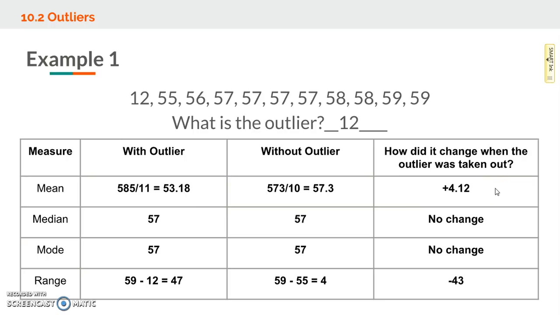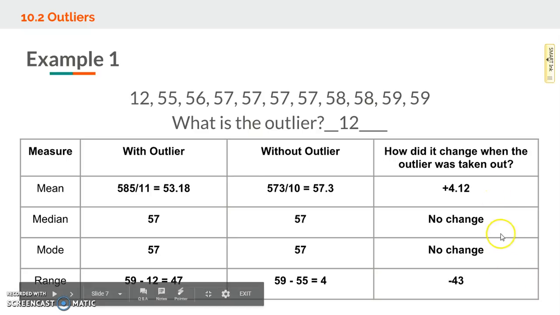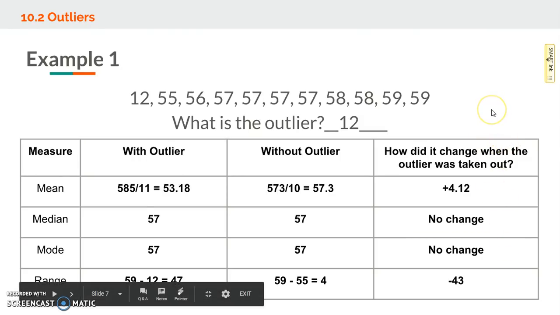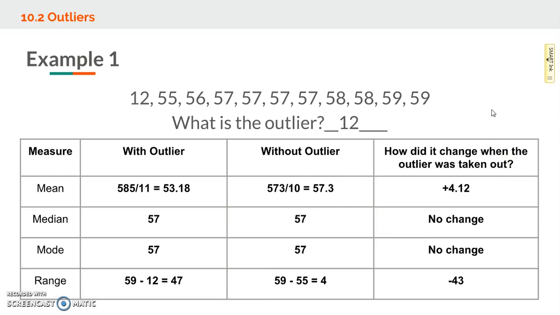Let's look at our median, and you notice that our median stayed the same both times, whether we had the outlier or we didn't. So we would just write no change. Nothing happened. Same thing with the mode, right? Our middle number stayed the same both times, so no change. And then the last part, you notice this time our number actually went down, so it should be a subtracting or a minus 43, right? 47 minus 4 gave us minus 43. We subtracted 43.